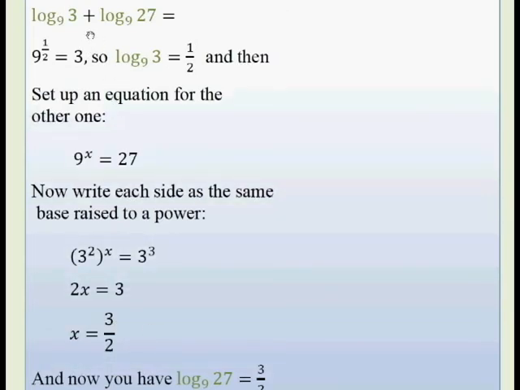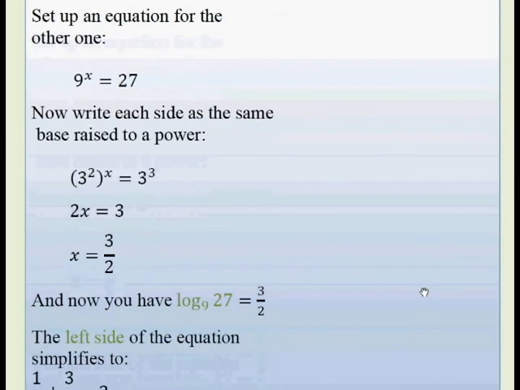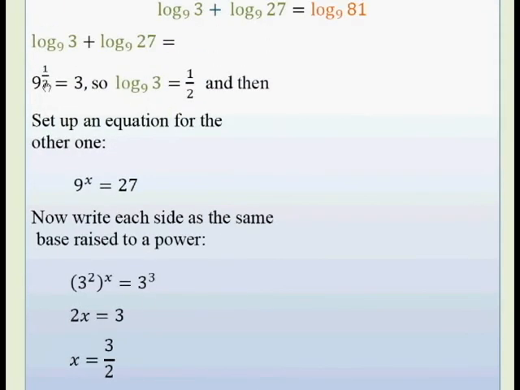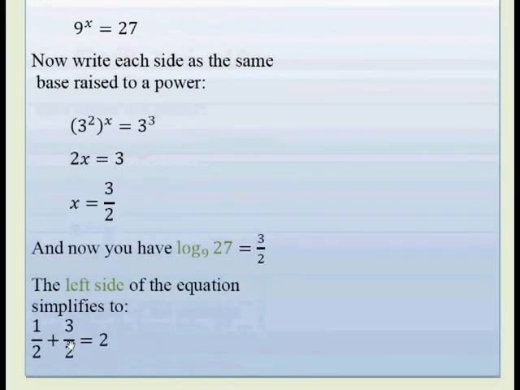So now we go back to the original problem we had for the log base 9 of 3 up here. We had 3 plus 3/2. Oh, I forgot, that wasn't 3 up here. It was 9 to the 1/2. 9 to what power is equal to 3, so it was 1/2. So we're actually adding 1/2 and 3/2, which gives you 4/2, which is 2.